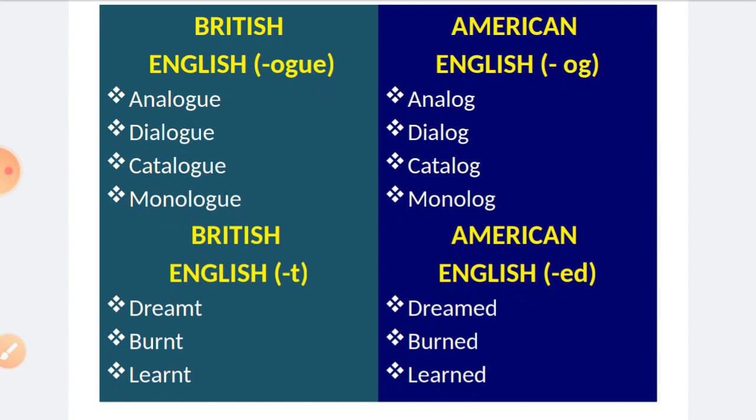That's the next difference between the two. And the last difference that I would like to highlight is that T is replaced with ED in American English. So words like dreamt is DREAMT in British English, and in American English it is DREAMED. So the T is replaced with ED. Similarly, the same pattern is also seen in words like burnt, learnt, and so on.